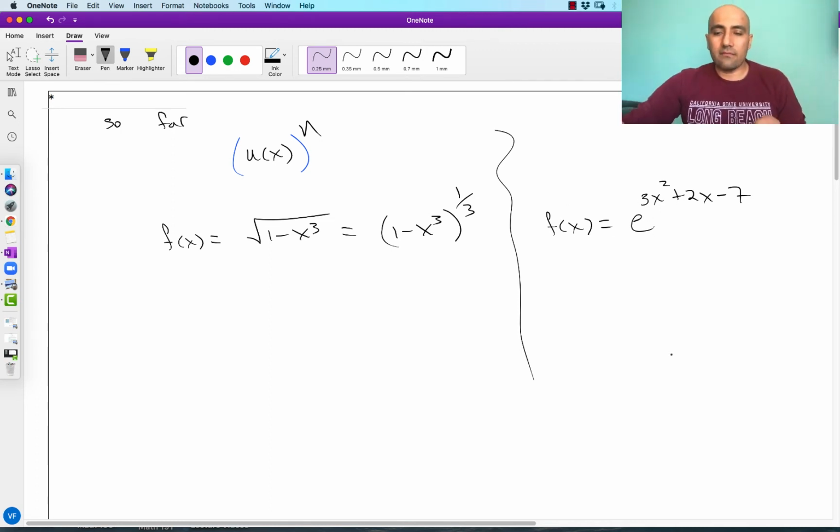Okay, I can't do the same as that. I can't just bring this out in front and subtract 1. It just doesn't make sense, right? And what's the inside function? So we have to think about what to do with this.